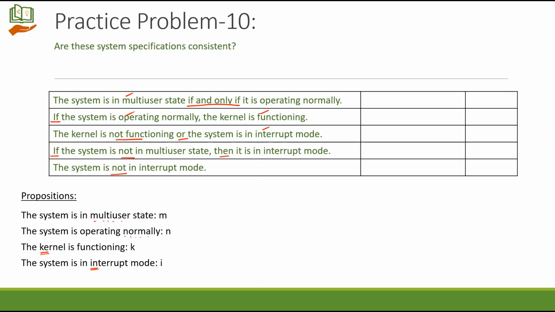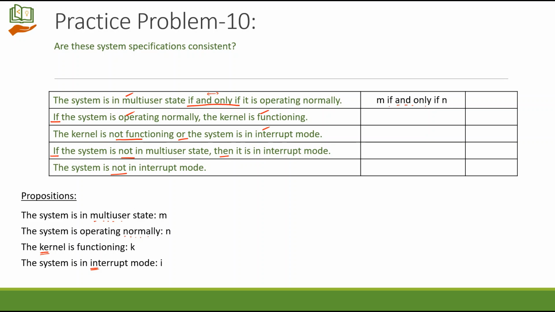Now we have to convert them to logical expressions. The system is in multi-user state if and only if. This is actually the bi-implication operator. So first we will try to substitute the variables. The system is in multi-user state will be M. If and only if will stay as it is. What about it is operating normally? The system is operating normally, so we are taking N. M if and only if N. This is the first statement that we are getting. I am not directly using the logical operation. I am just trying to use the propositional variable first and then go with the logical expression.